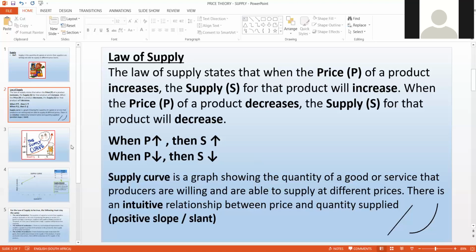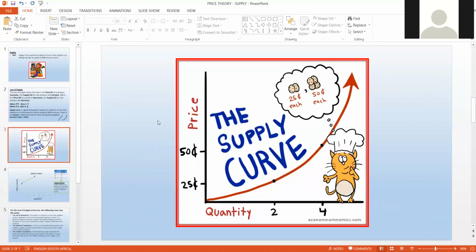Okay, so let's have a look at the supply curve. There's just a little example, and once again we'll have the price on the vertical axis and we'll have the quantity of items on the horizontal axis, and there you can see that our supply curve has a positive slope or slant.